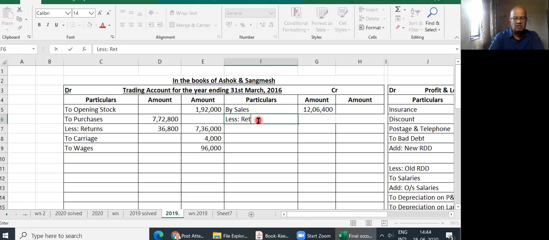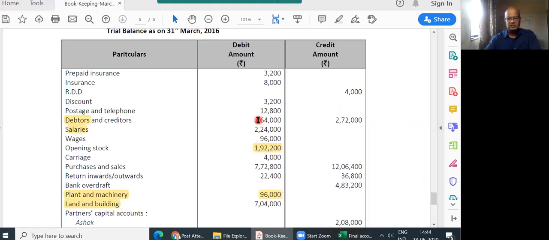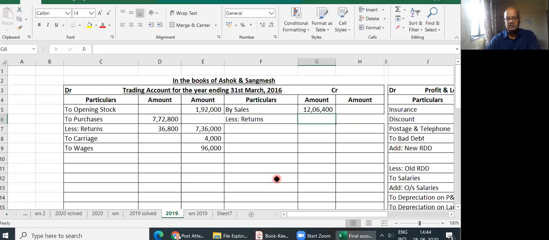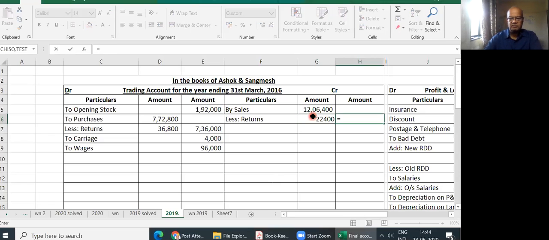Less returns. What is the amount of return? This is not the amount of sales return. 22,400 is the amount of return. So in the outer column, this minus this.